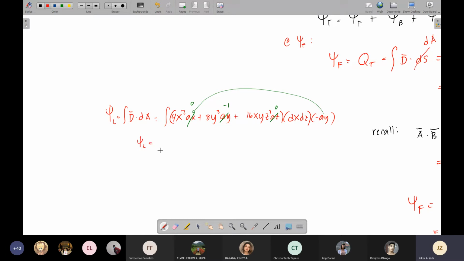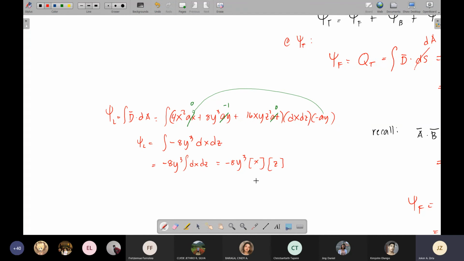For the flux of the left surface, this becomes the integral of negative 8y cubed, so negative 8 times negative 1, then dx dz. Okay? This is the dot product. Y is constant since it's dx dz. So this becomes negative 8y cubed times the integral of dx dz, which in turn becomes negative 8y cubed. The integral of dx is x. The integral of dz is z.